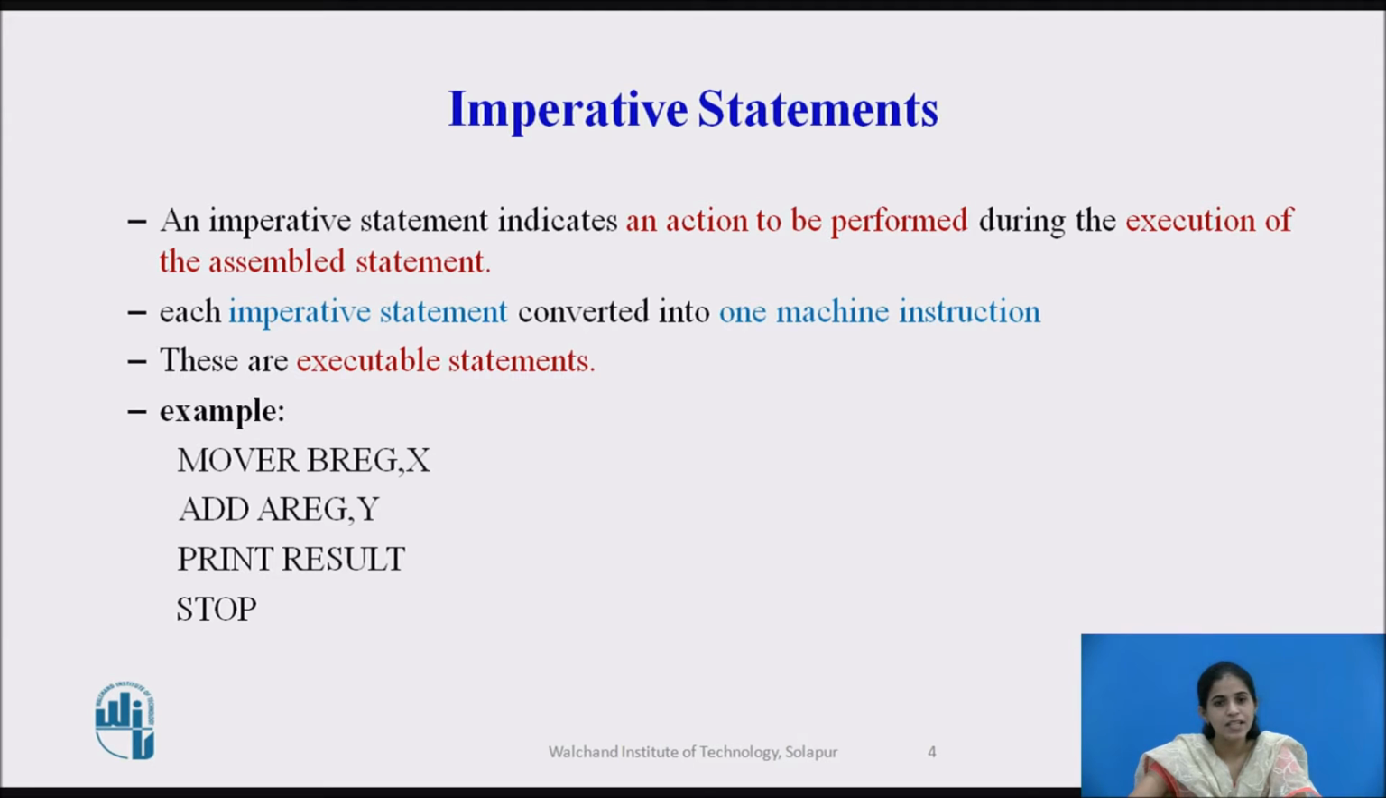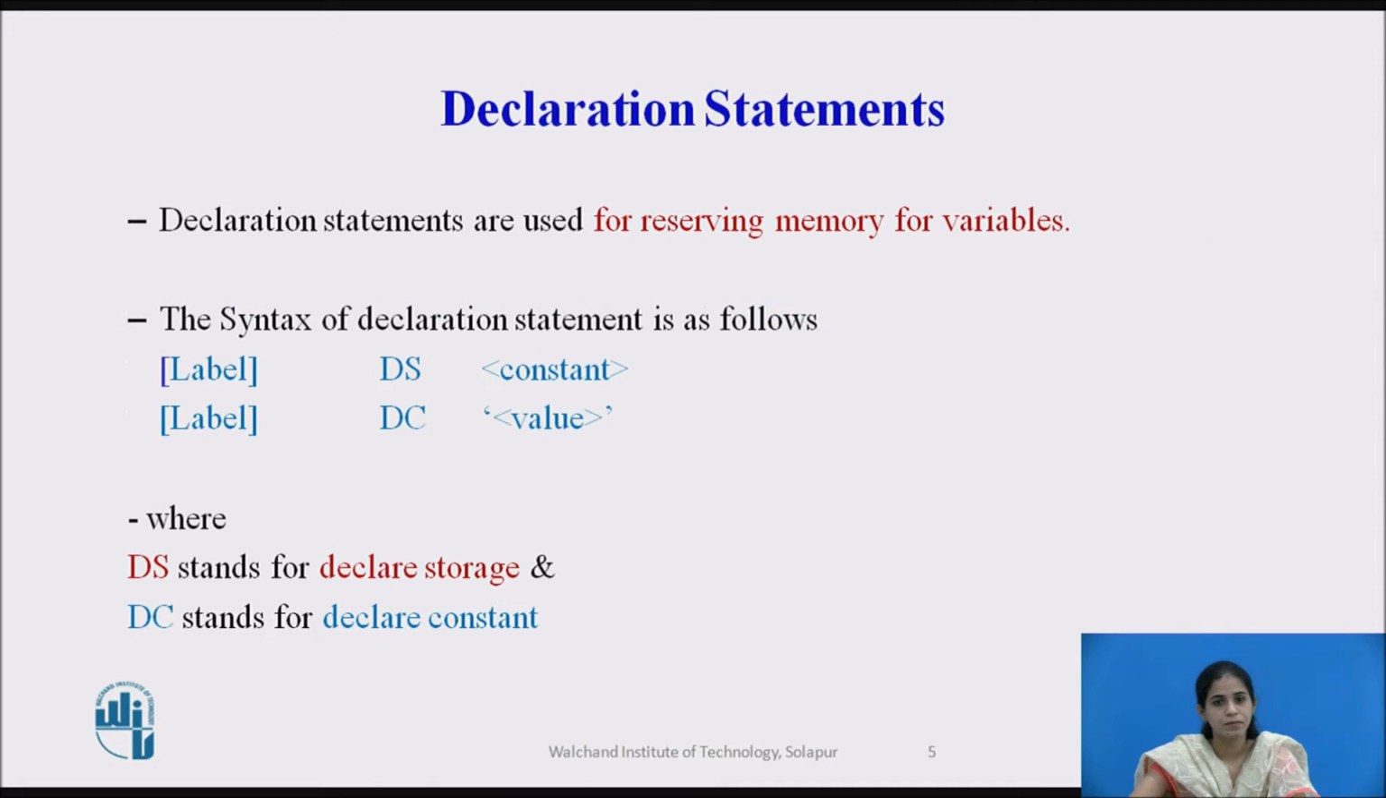Third example is PRINT RESULT. So here print indicates to print the result that is stored in the result. This instruction is also converted into the machine instruction. And the last instruction is the STOP. Stop indicates to stop the execution of the assembler program. This instruction is also converted into a machine instruction.